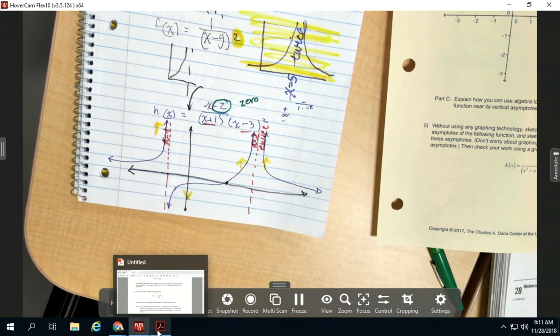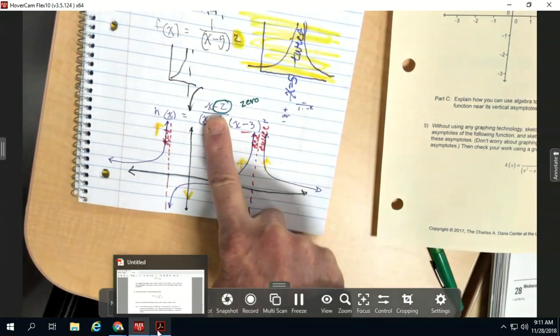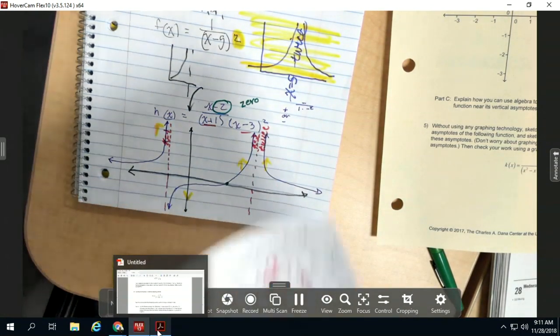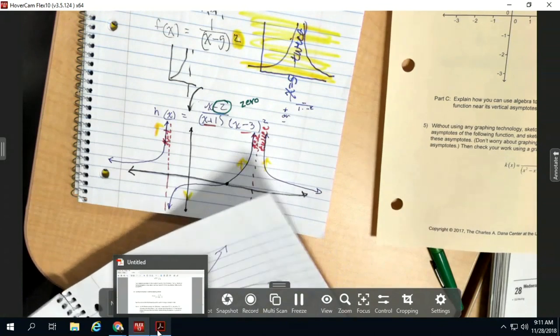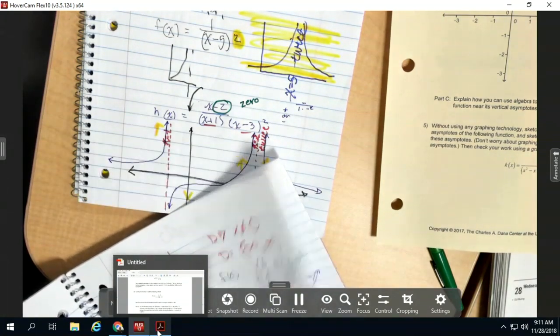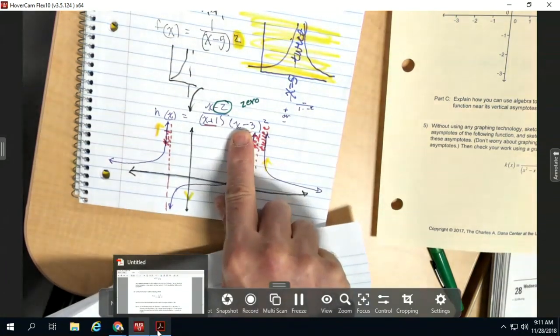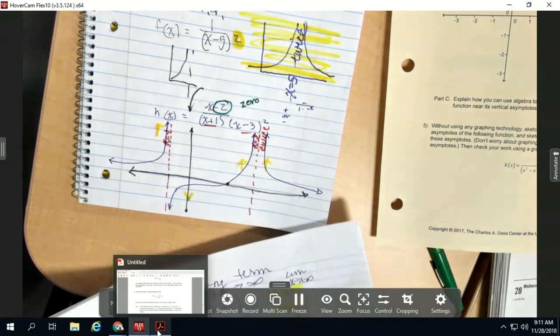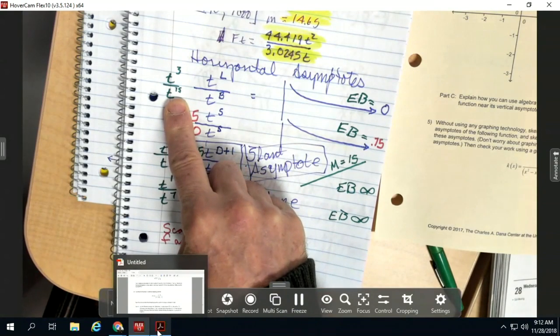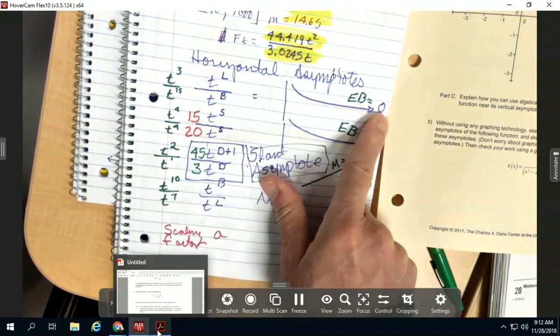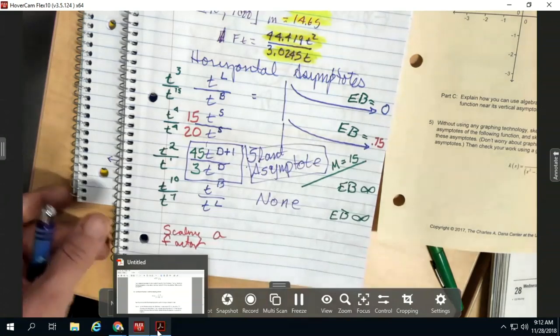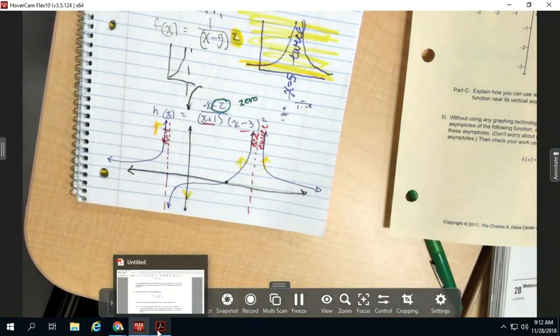What's the power of the numerator of our original function? 1. And what's the power of the denominator? 3, right? X to the first, x to the second, x to the third. I'm looking for our rules. So the denominator is bigger than the numerator, which means the end behavior is 0, right? Remember that page in your notes? Kevin, there's so much to remember. I can't remember it all.